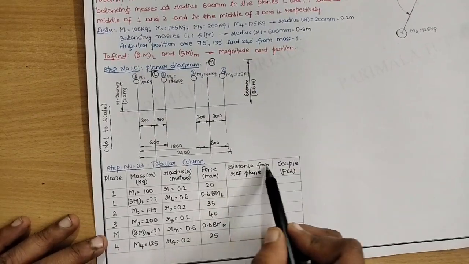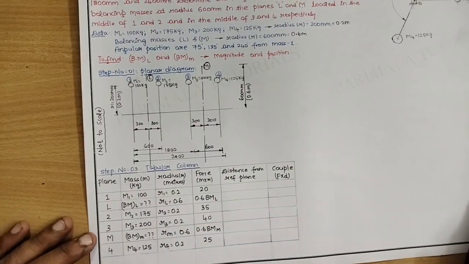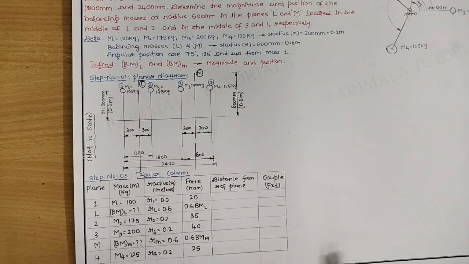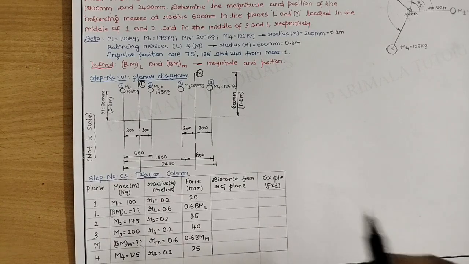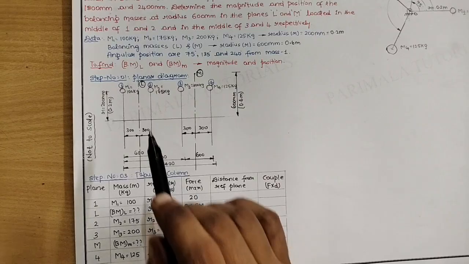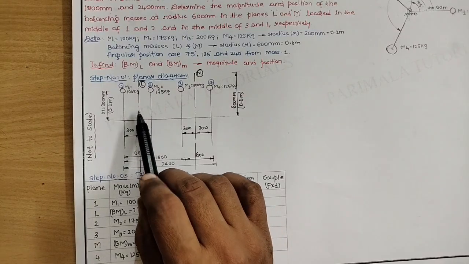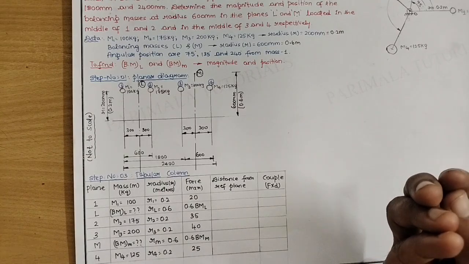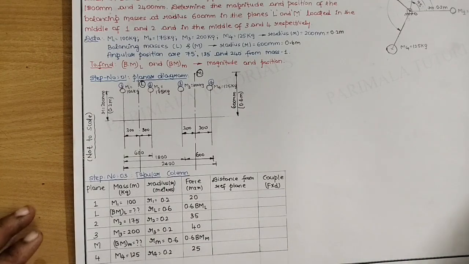The next column, distance from the reference plane. But the question is, which is the reference plane? Choosing a reference plane is completely your choice. It's left to you. You can choose any plane as the reference plane. As far as possible, do not choose the first and the last plane as the reference plane. Only if the situation demands, select first and last as the reference plane. Apart from that, you can choose any plane as the reference plane. And the second thing, we are having two unknown terms here. Don't you think if you select this itself as the reference plane, one column will be 0? So that we are minimizing the number of unknown terms. Hope you understood.